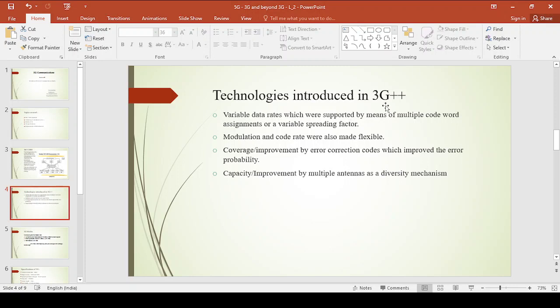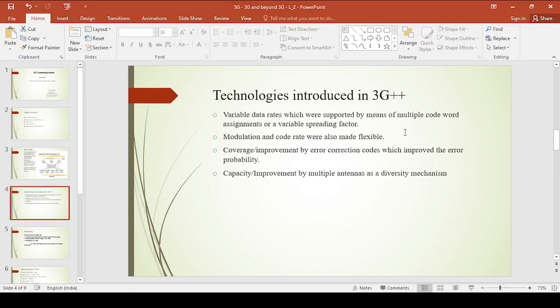These were the advanced versions of the third generation system. Now this third generation system has introduced a technology which supports variable data rate, right? It supports variable data rate by providing multiple code words or the spreading factor, right? Now what I want to say is one could allocate, right?